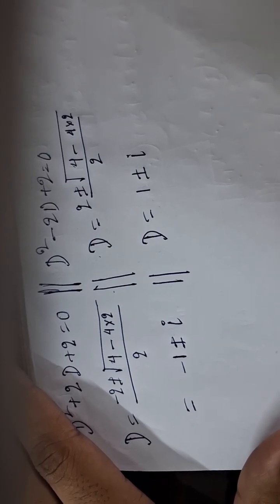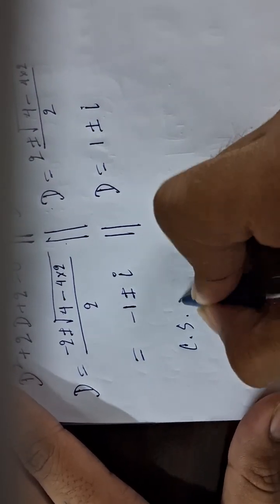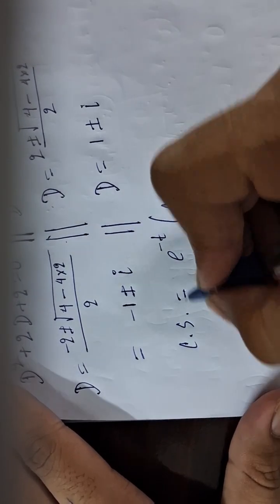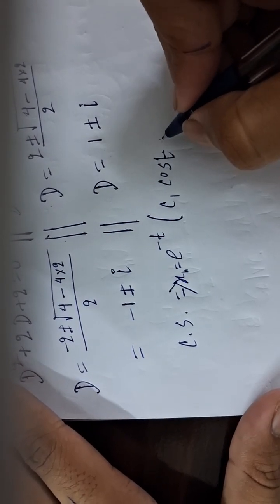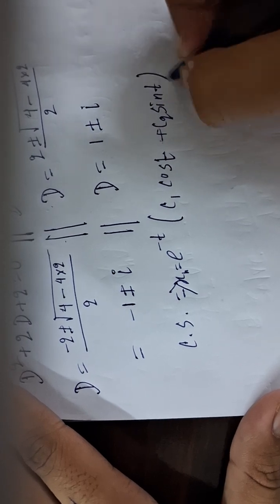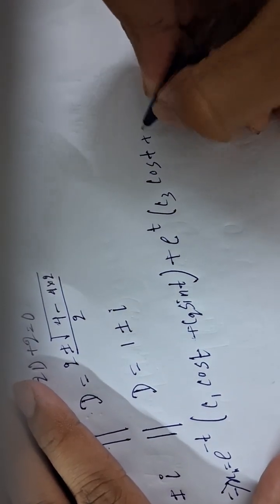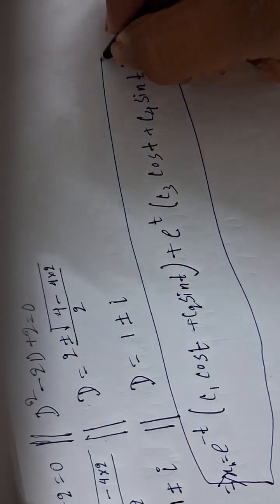Then the solution is like this: x equals e to the power minus t into c1 cos t plus c2 sin t, plus e to the power t into c3 cos t plus c4 sin t. This is the complete solution. Okay, now write some exercises on this.